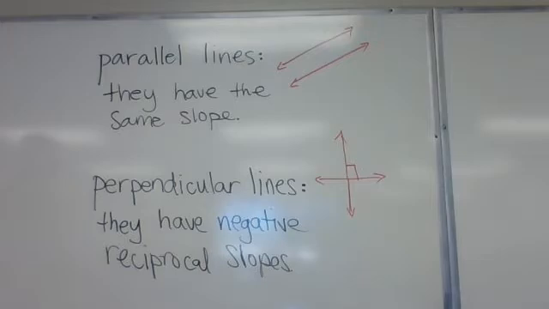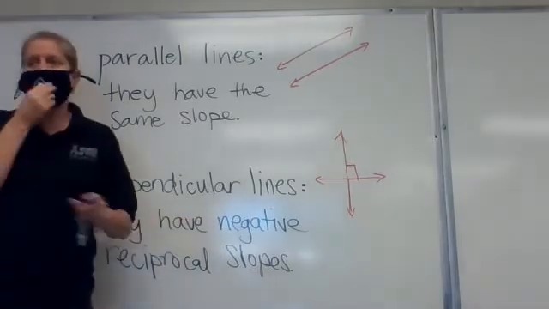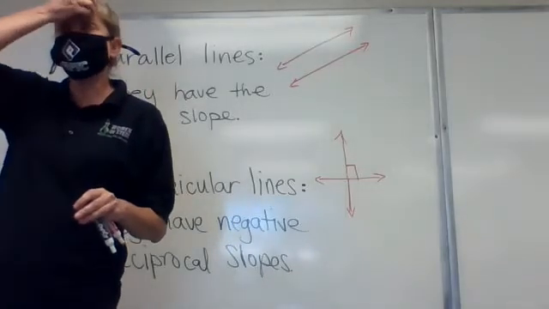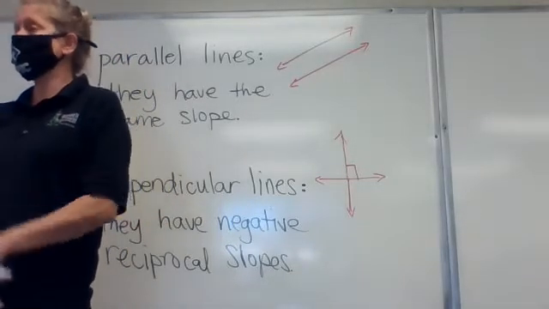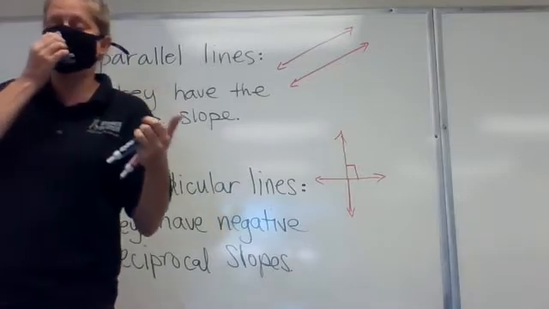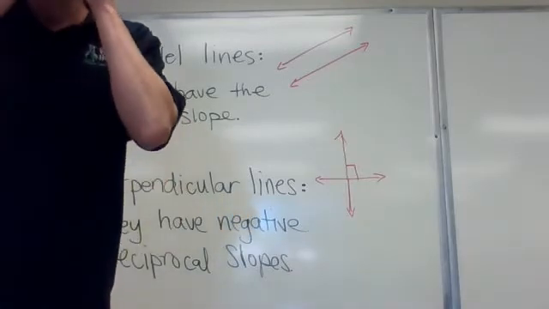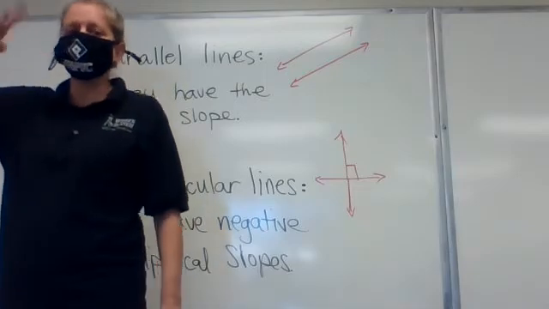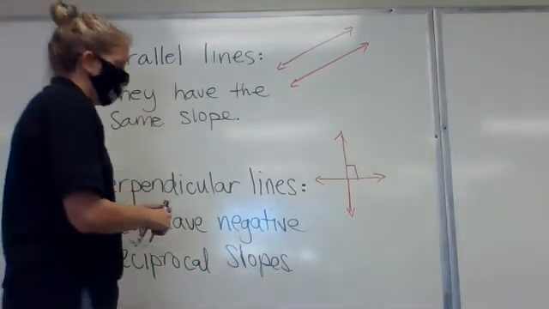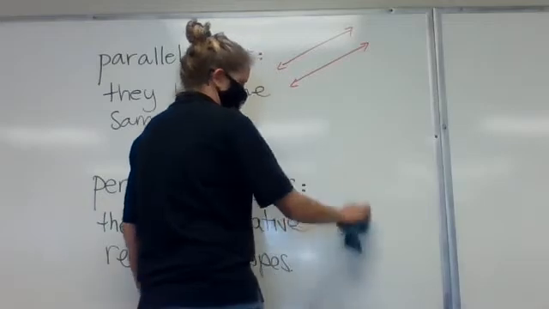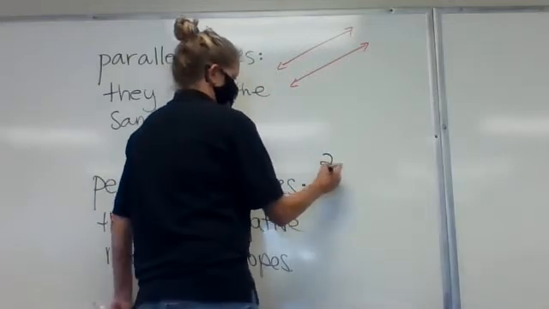Now, what do negative reciprocal slopes mean? The negative part means their signs have to be different. When you're talking about perpendicular, one slope is positive and one slope is negative. They have to be different from each other. Reciprocal means flip. I'll show you some examples of negative reciprocals.